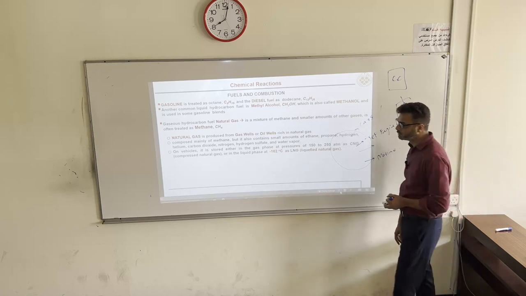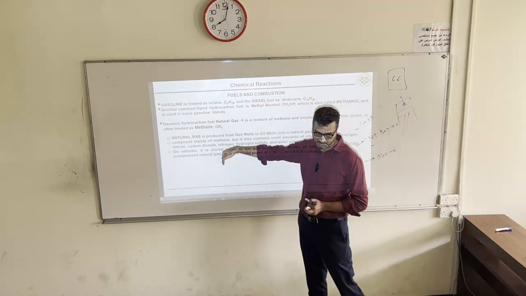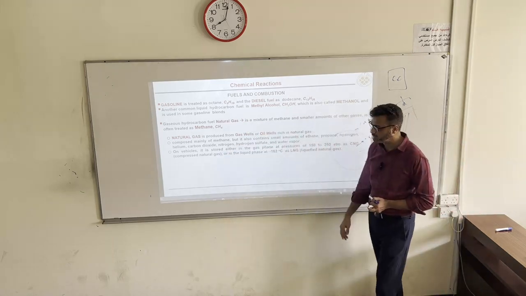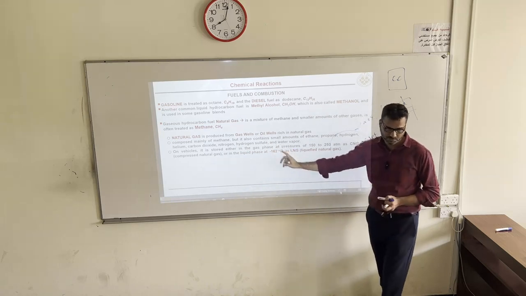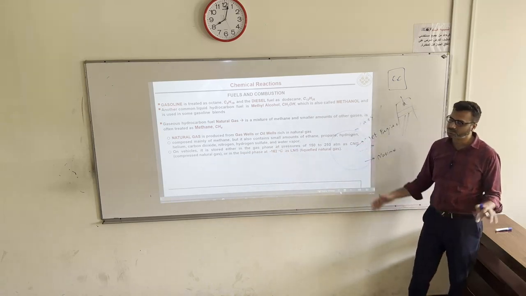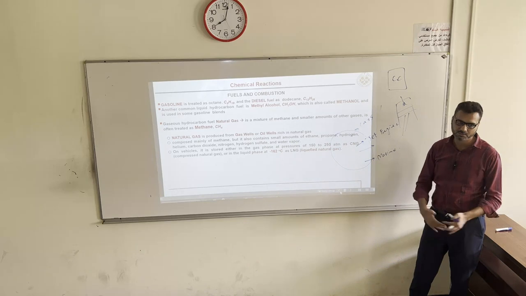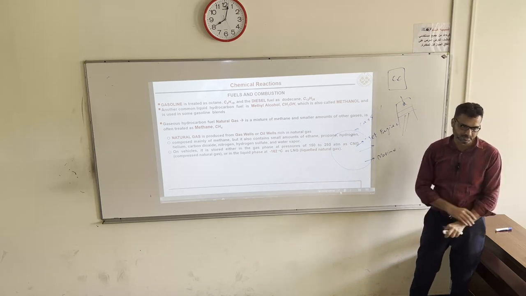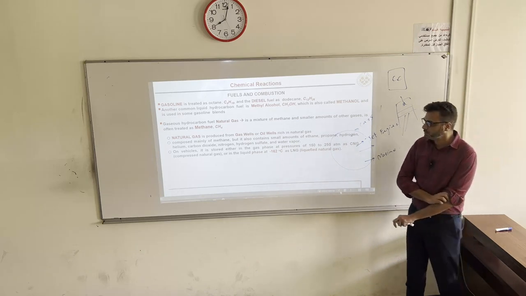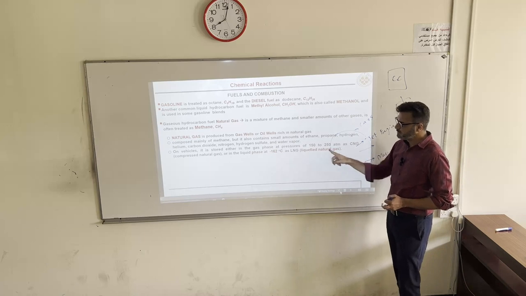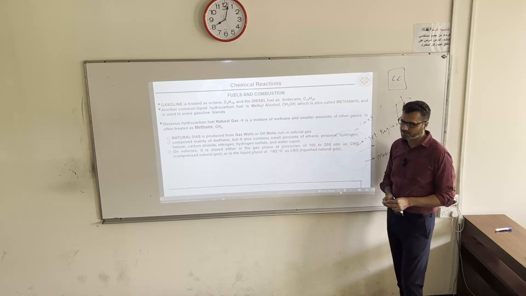If you want to convert this natural gas into liquid, its temperature must be dropped to minus 162 degrees Celsius, so that it can be converted into liquid form, and then you can transport it from one location to another. Then it is called LNG, or liquefied natural gas.